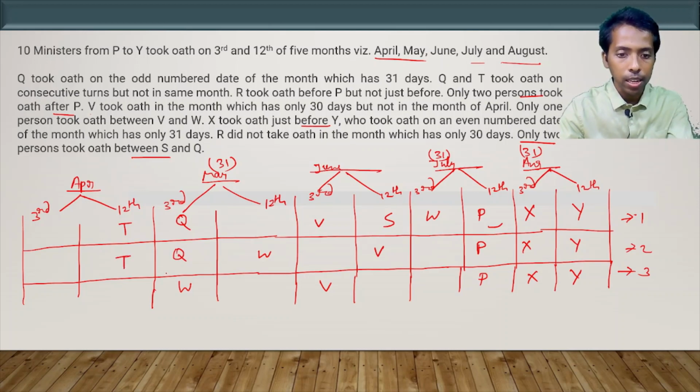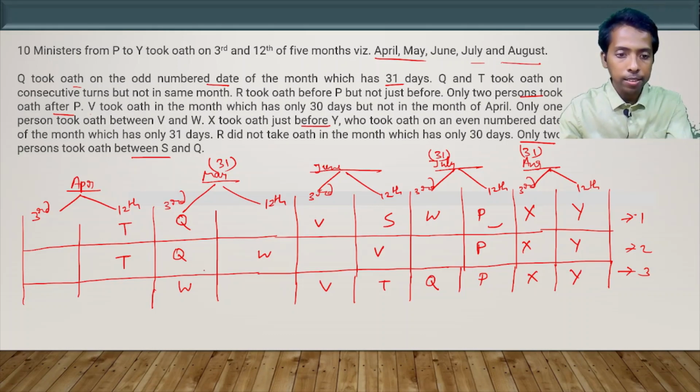So T is here. And in the third case, that is in July, Q can come here, right? 31 days and odd number date, it should be for Q. The very first statement, right? Q took oath on odd number date of month having 31 days. So T and Q we have put in all three possible combinations.